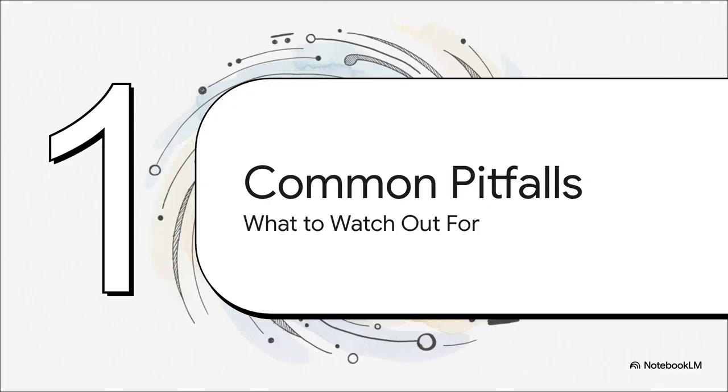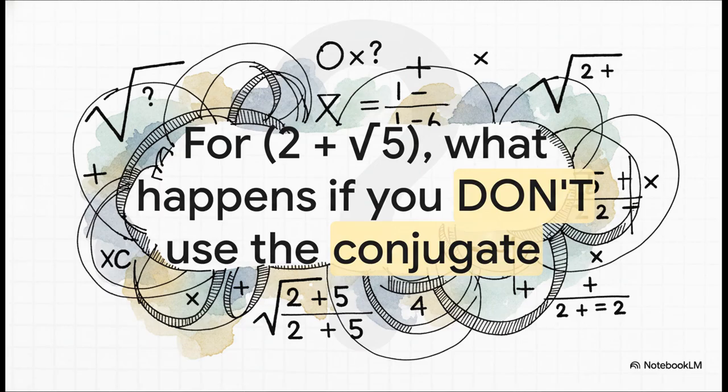Okay. Now let's quickly cover the most common mistakes people make, because honestly, knowing what not to do is just as important as knowing what to do. So, you might be wondering, why is the conjugate so important? Why can't I just use that first method and multiply the denominator by itself? Well, let's take a look at what happens if you do.